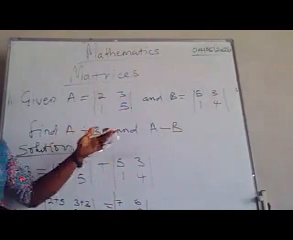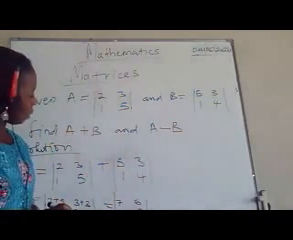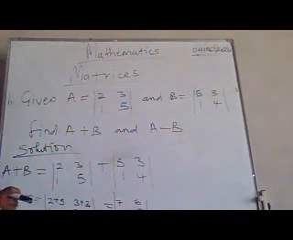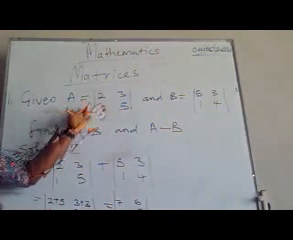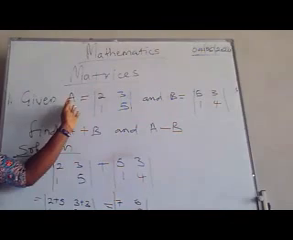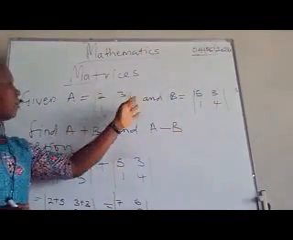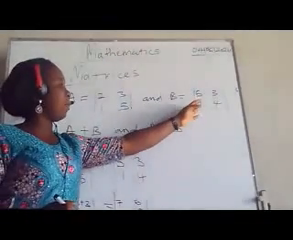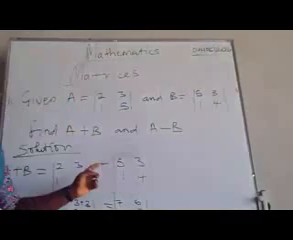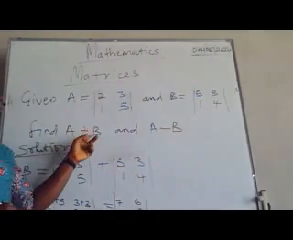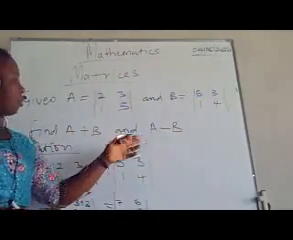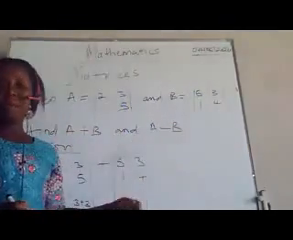Then we can also subtract matrices with similar rows and columns. So I wrote one example here on the board. Given A equal to 2, 3, 1, 5, and B equal to 5, 3, 1, 4, we have to find the addition of A and B, and also subtract B from A.